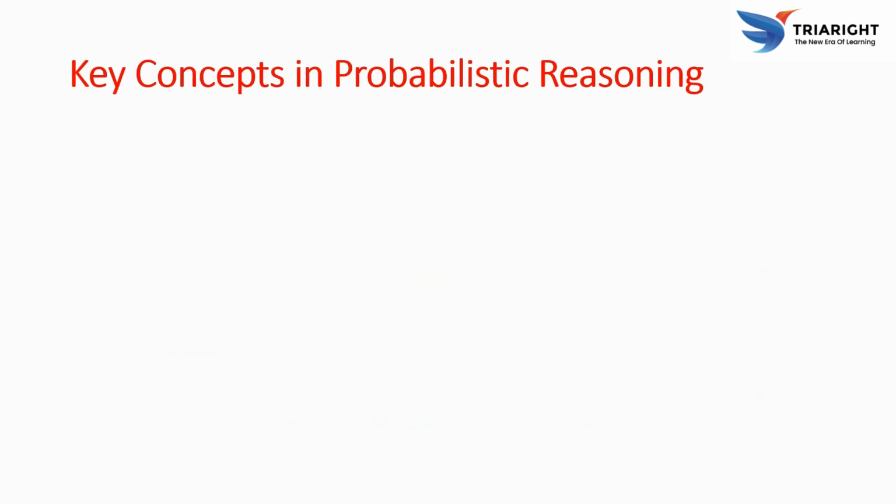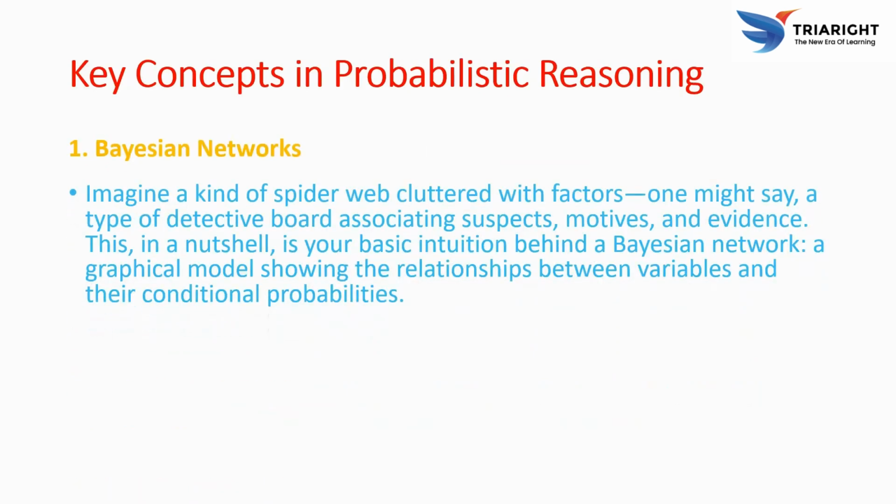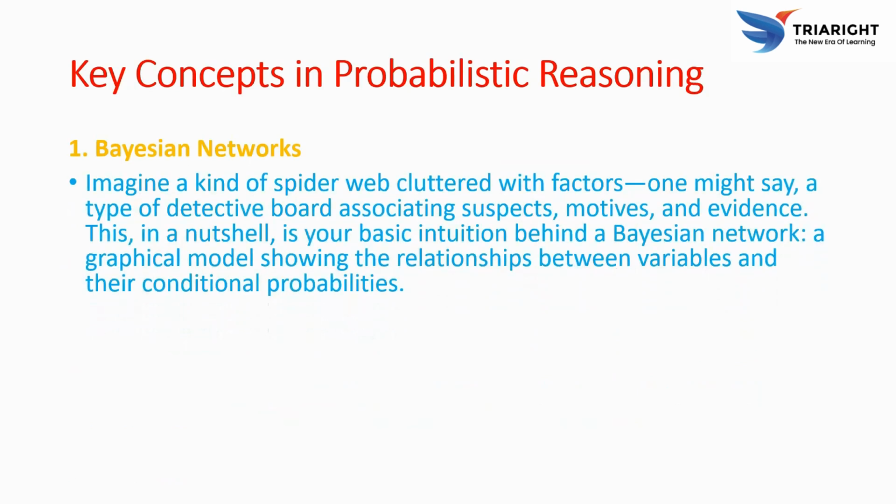So here we have the key concepts in probabilistic reasoning. First, we have the Bayesian network. Imagine a spider web clustered with factors, or a detective board associating suspects, motives, and evidence. This, in a nutshell, is the basic intuition behind a Bayesian network, a graphical model showing the relationship between the variables and the conditional probabilities.